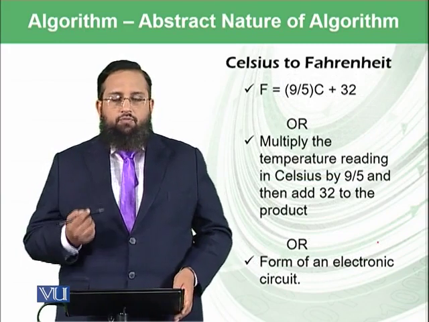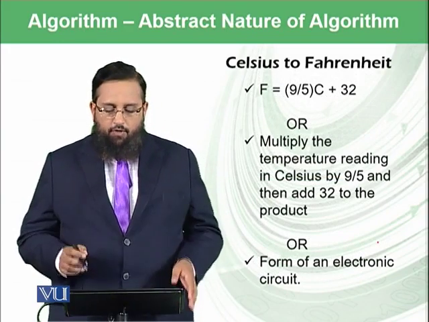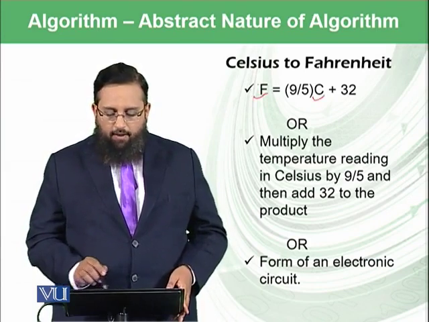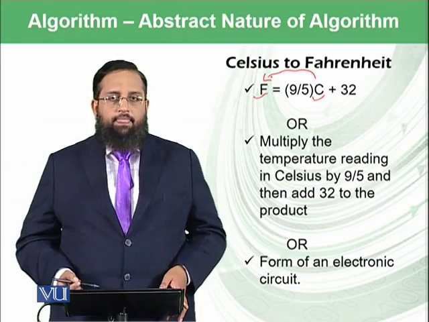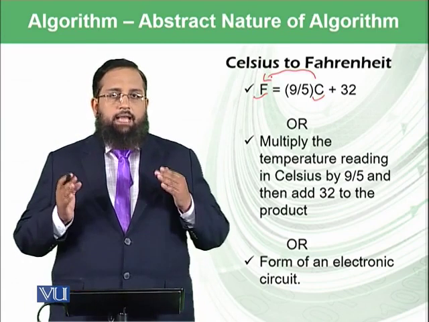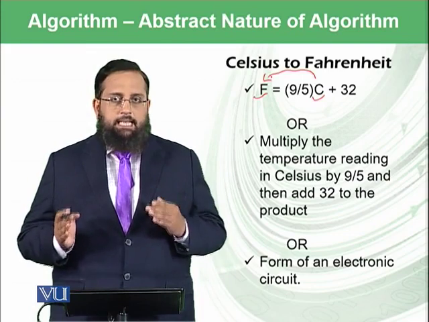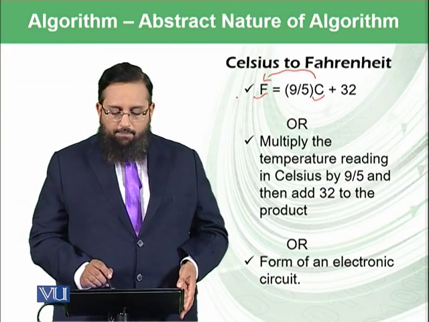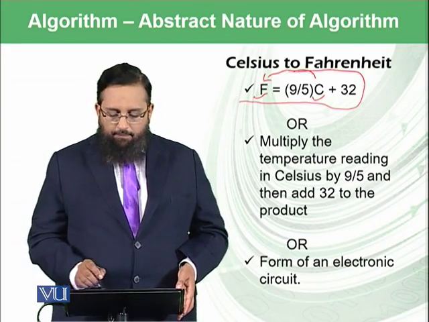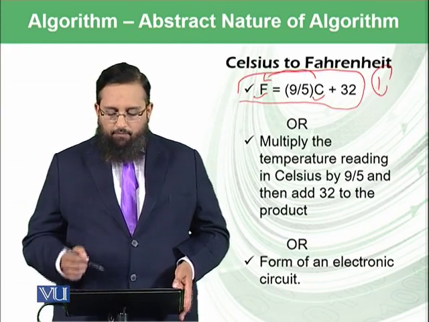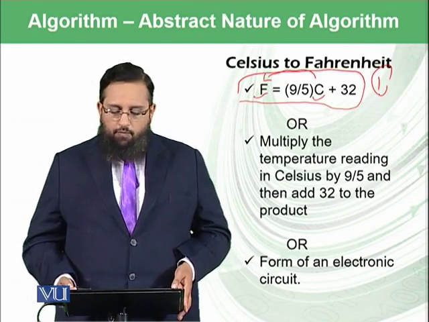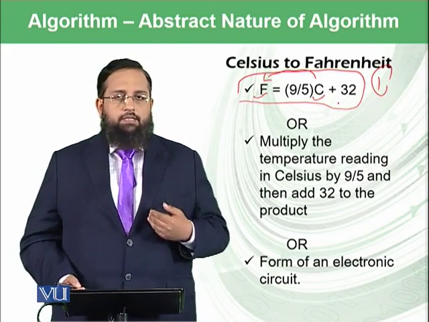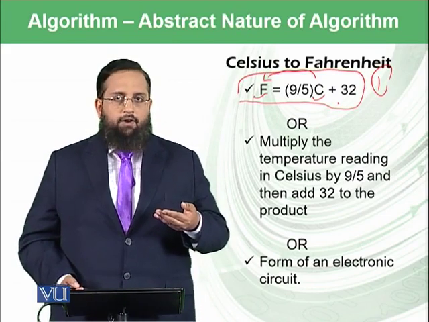So in terms of algorithm, for example, if I want to convert Celsius to Fahrenheit, so we want to convert the temperature that is present at the moment in Celsius into Fahrenheit. One way of representing this algorithm is this one. What you said, F is equal to 9 by 5 C plus 32, and I have understood, and you have also understood what I mean.